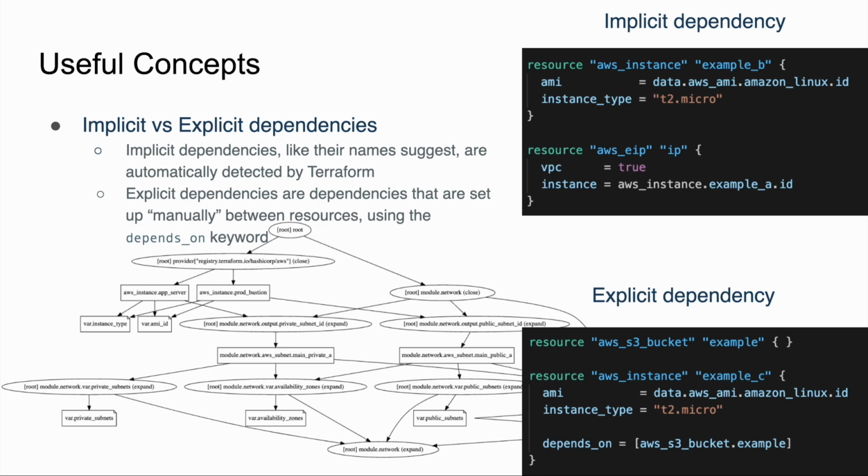A couple of useful concepts: implicit versus explicit dependencies. An implicit dependency, as the name suggests, is automatically detected by Terraform. When it comes to creating multiple resources, there will always be a challenge: which resources should come first, and also when destroying, which one we should destroy first. If there's an obvious relationship, like in this first example of implicit dependency, we are just creating the AWS instance and the elastic IP. For the elastic IP, we need to create the AWS instance first.